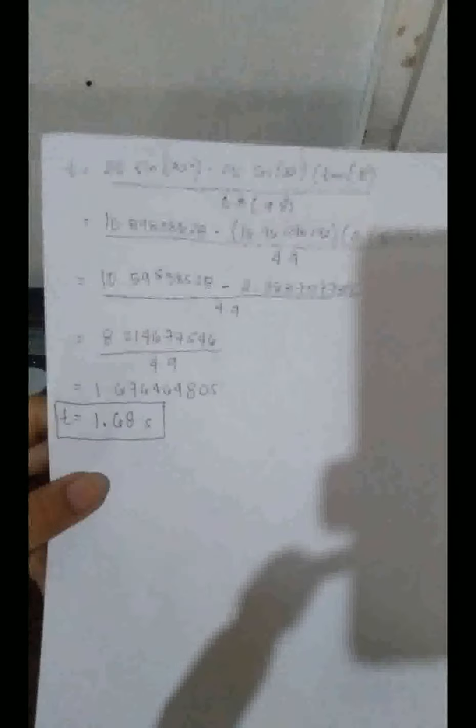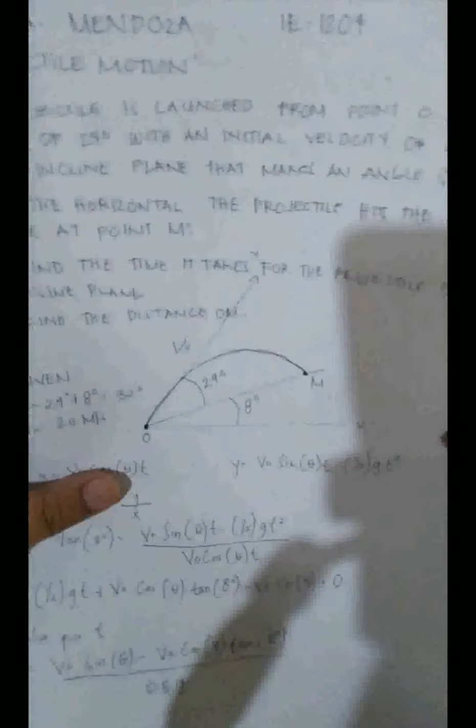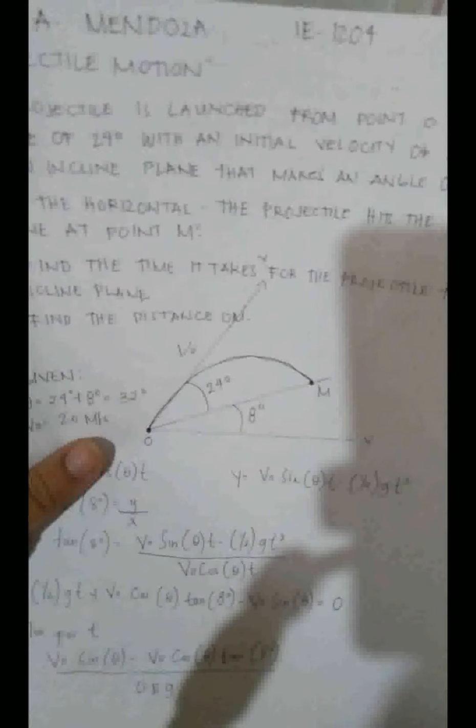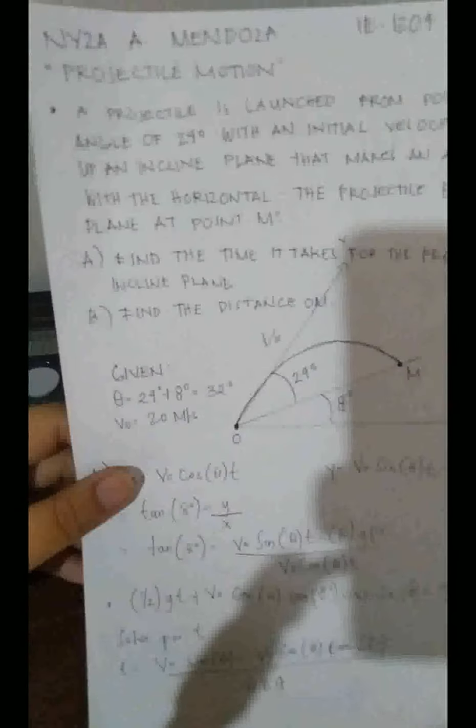So at this point, we have the value of t. We now know the time used for the projectile to hit the inclined plane. Now let's move on to B, which is to find the distance of O and M.